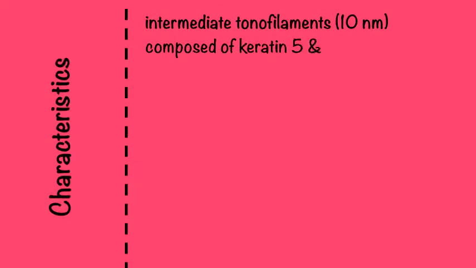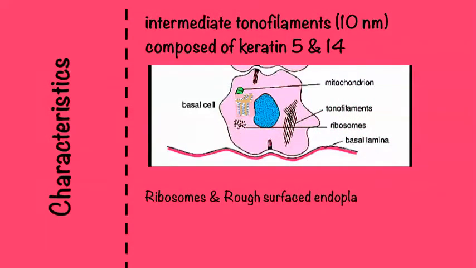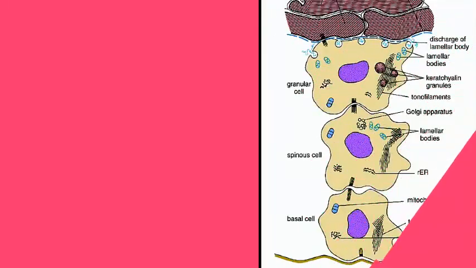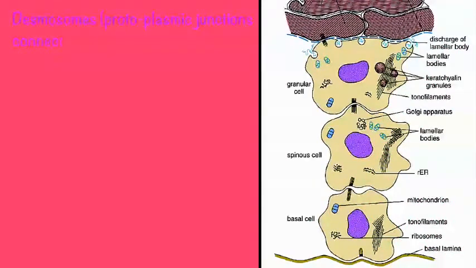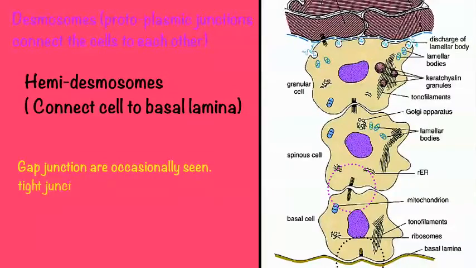The cell contains intermediate tonofilaments of 10 nanometers composed of keratins 5 and 14. Basal cells show ribosomes and elements of rough-surfaced endoplasmic reticulum. This indicates protein synthesis activity. Cell contacts in the form of desmosomes, hemidesmosomes, intermediate, and gap junctions are present, allowing for adhesion, cell signaling and other functions.